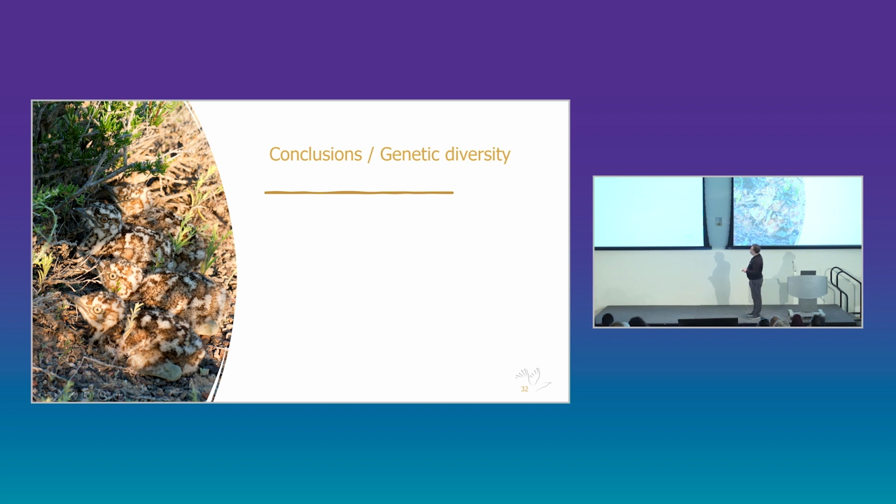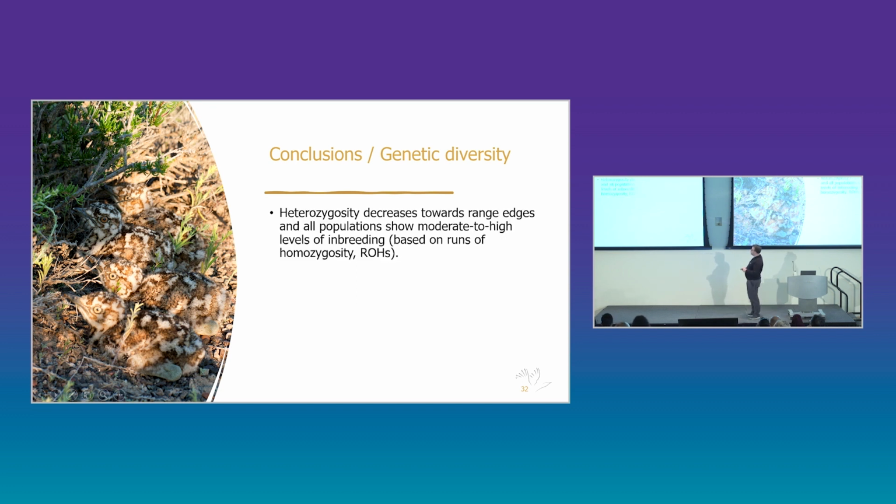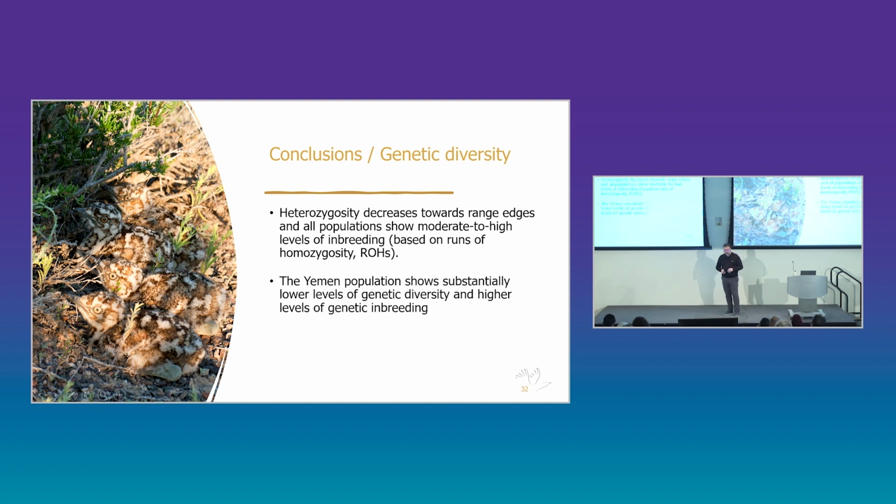So in terms of conclusions, if we look at the genetic diversity, we can see that the heterozygosity decreases toward the range edge of the species. But more important, the Yemen population shows the lowest level of genetic diversity and the highest level of inbreeding. So that population might be in need of genetic rescue. We also have some data in terms of demography that shows that the population is not doing that well.